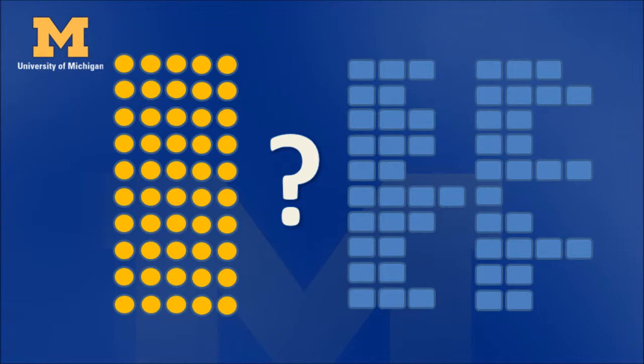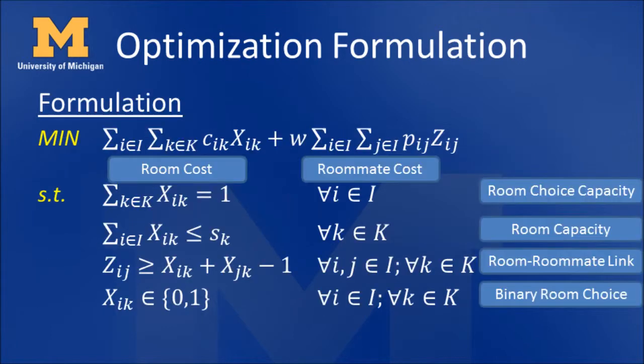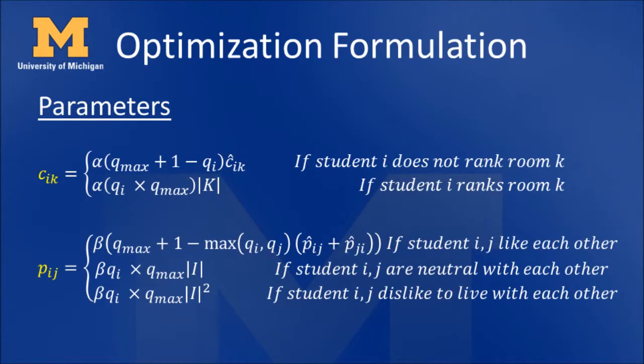Okay, for the example problem, the scale is 10 persons and 6 rooms. So how do we solve the actual problem, which involves 50 persons and 20 rooms? First, we set up mathematical formulations, including the inputs, the decision variables, the objective function, and the constraints. So basically, we are minimizing the cost composed of the room cost and roommate cost, subject to the room constraints, the roommate constraints, the room and roommate linkage constraints, and the binary property of room constraints. Also, we obtained parameters used in the formulation from the ranking of the students.